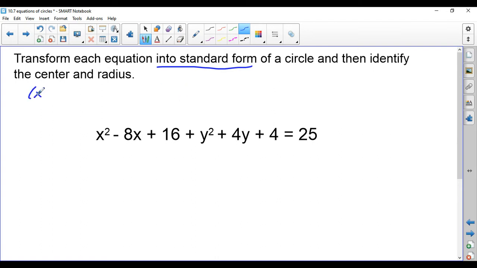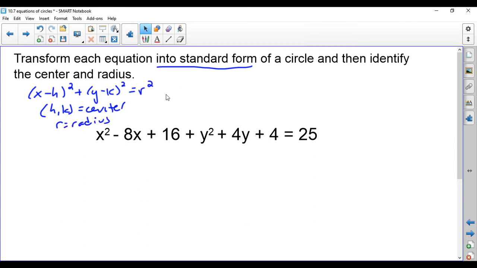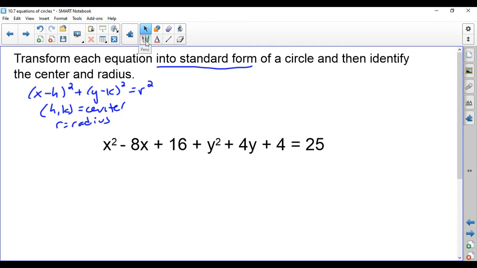Remember, standard form is (x minus h) squared plus (y minus k) squared equals r squared, where the h and k are the center and the r is the radius. This equation is obviously not in that form. But it can be transformed into standard form fairly easily. On the left-hand side, x squared minus 8x plus 16 is a perfect square trinomial, and y squared plus 4y plus 4 is also a perfect square trinomial. So if we recognize that, we can factor these right away.